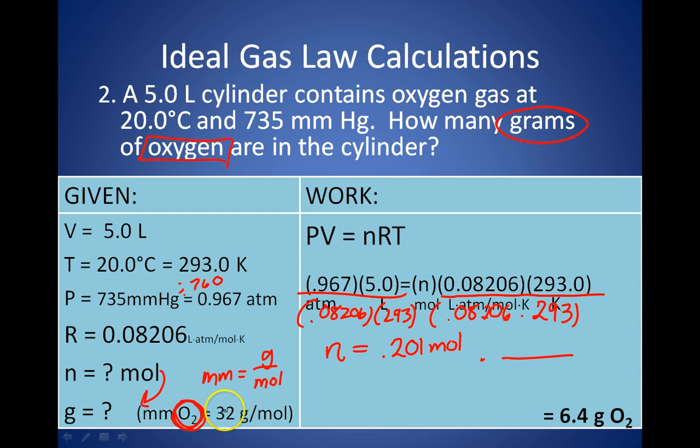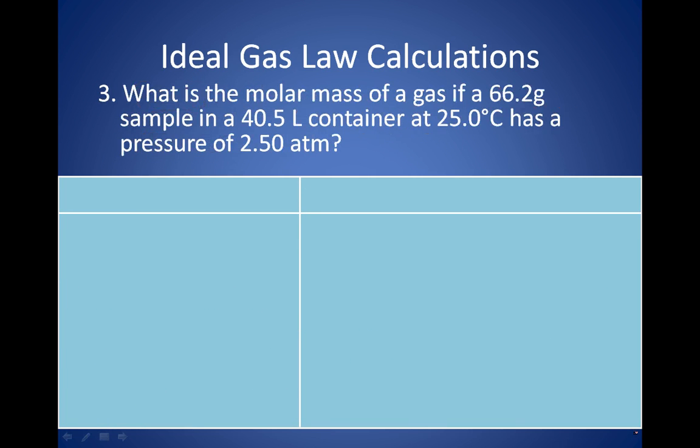Then to convert that into grams, we take the moles and use our molar mass as a conversion factor. We know that 1 mole weighs 32 grams for oxygen, and we want to end up with units of grams and cancel out the moles, so we'll put 1 mole on bottom and 32 grams on top. So 0.201 times 32 turns out to be 6.4 grams of oxygen. And with sig figs, oh no, we only have 5.0 liters, so 2 sig figs would be the correct answer here. Excellent.